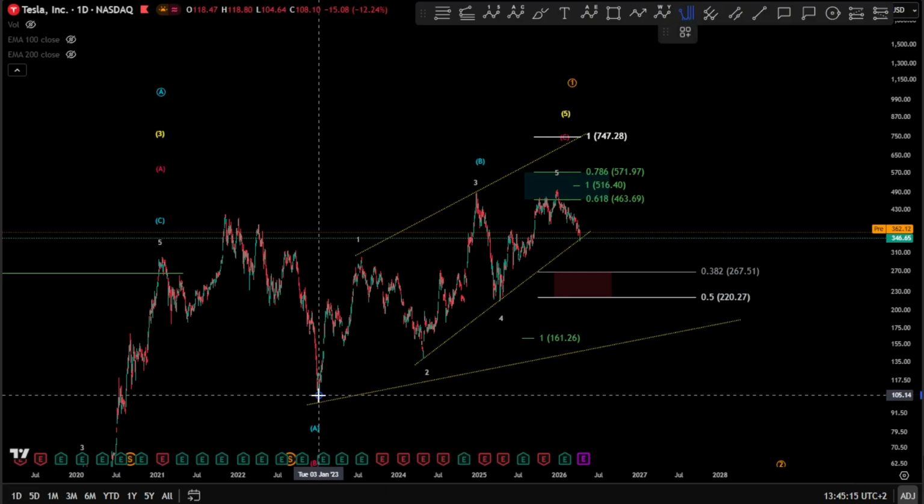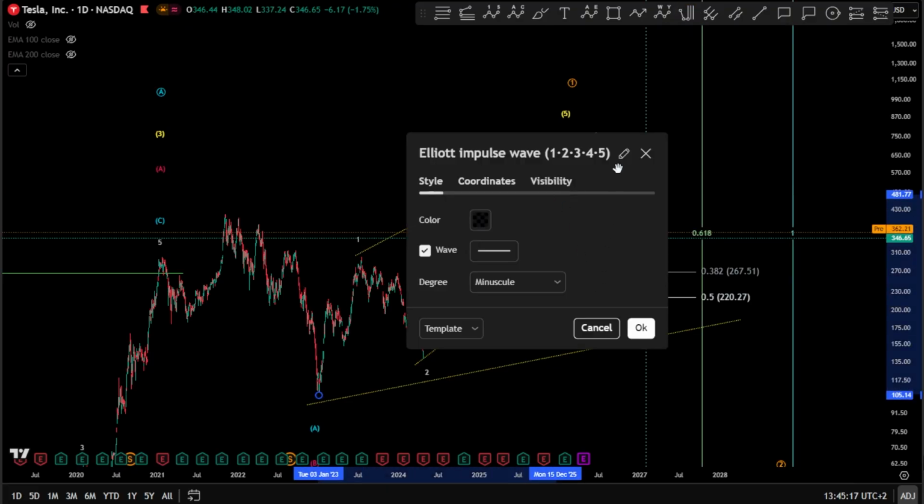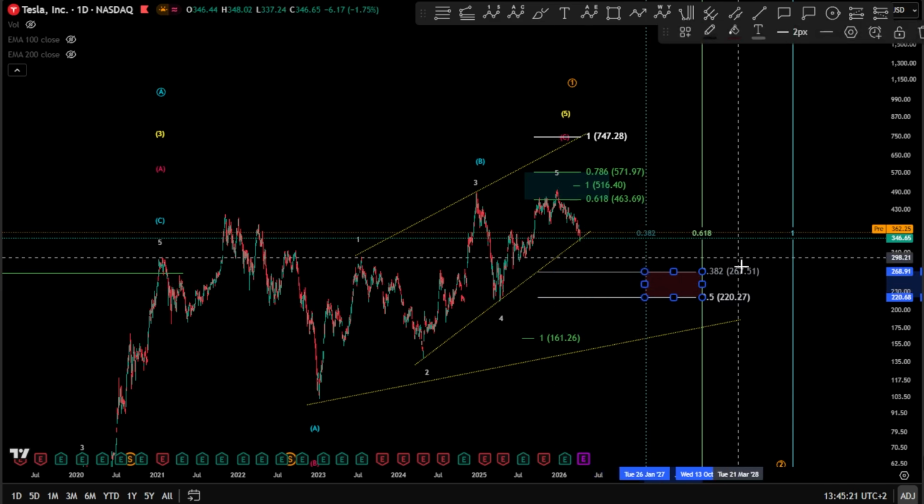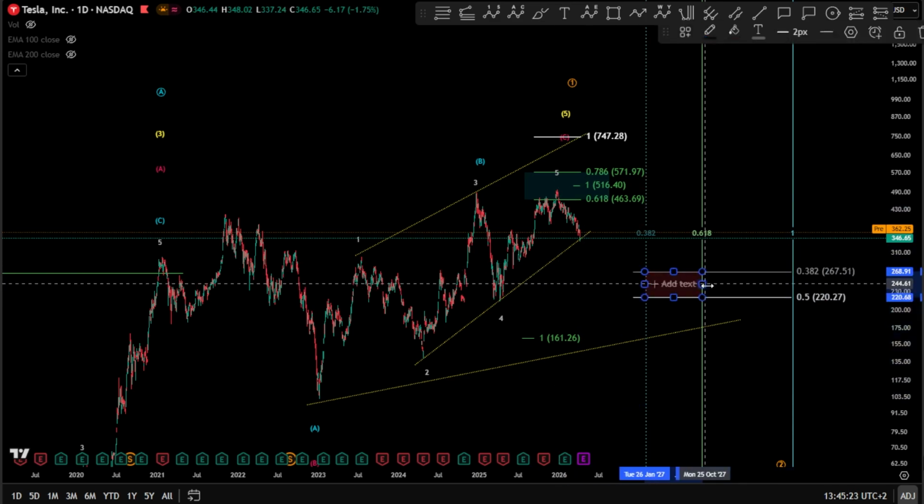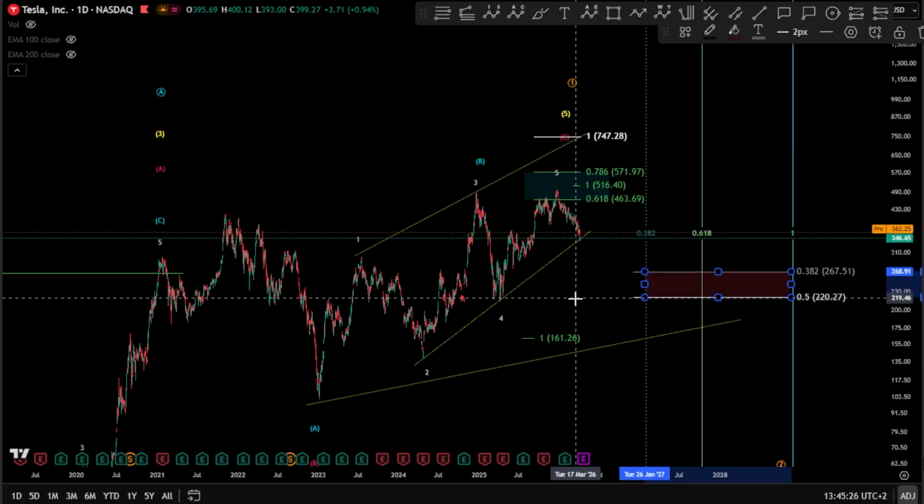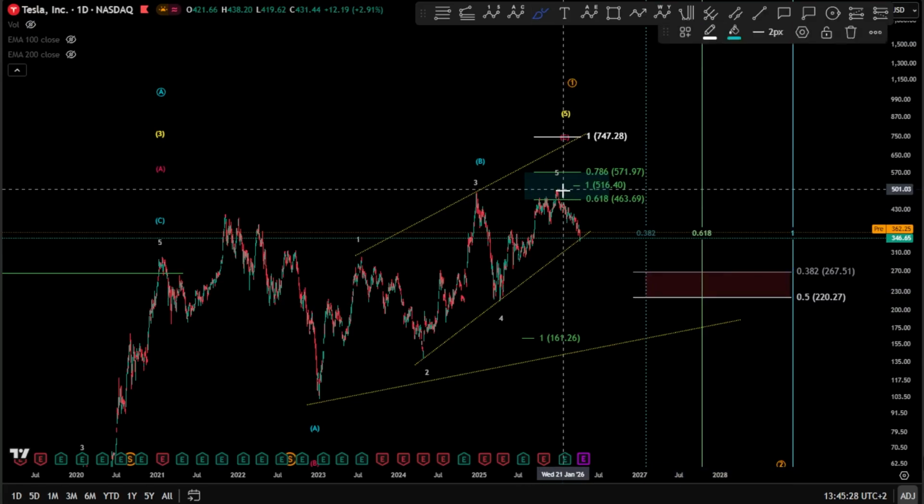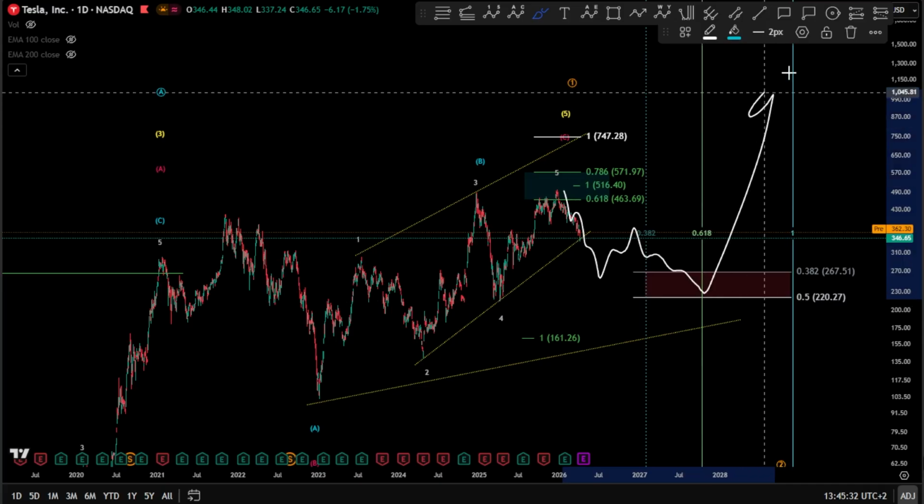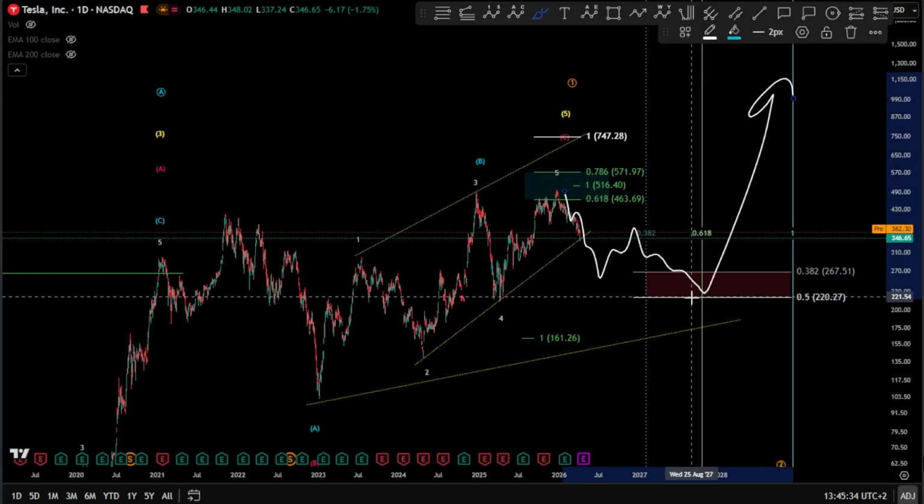Because the wave 1 here as a timing requires at least this area as a timing. So we're still looking even for a longer time, at least the minimum requirement in this area. So expect even kind of like a deeper correction, and then 1, 2, 3, 4, 5. And then pushing for higher later on.